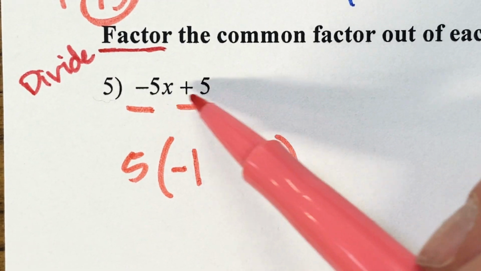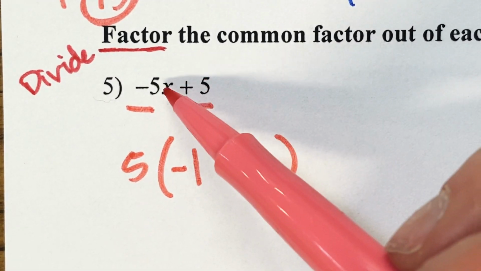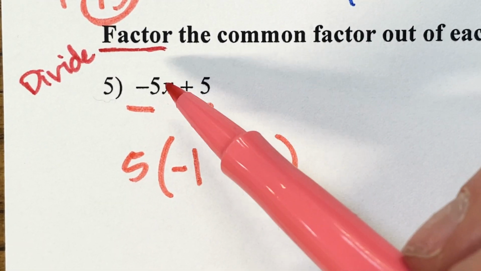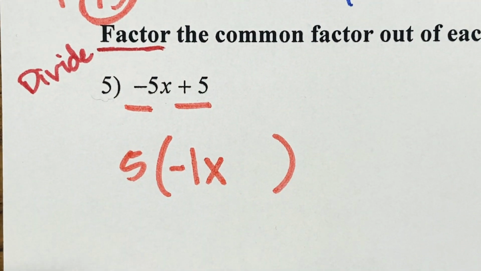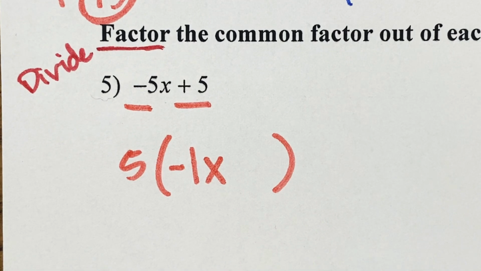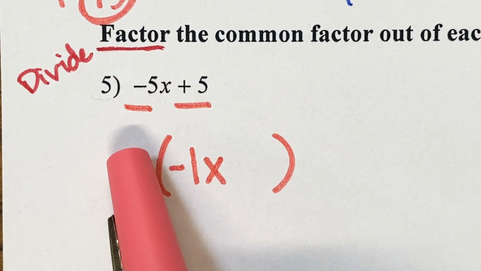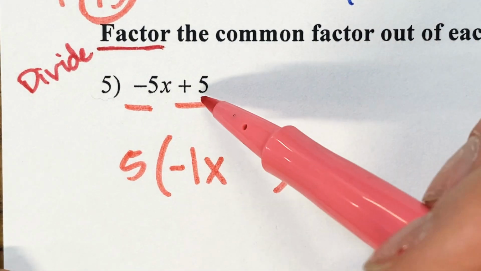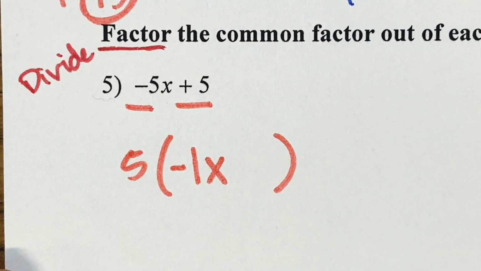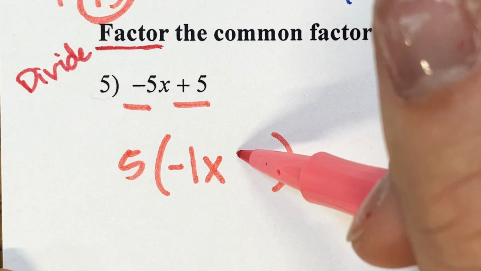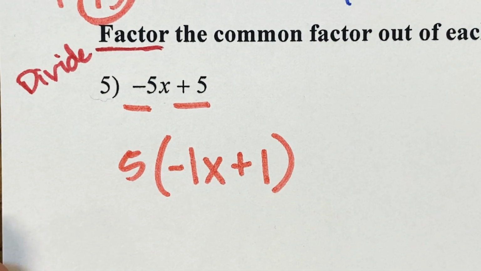Okay, can we factor out an x? Did they both have an x? No. Okay, so we cannot factor out that x. That x is not in common. Okay, so -1x is left over on that guy. Okay, what is left over when 5 is divided by 5? What's 5 divided by 5? That's going to be a +1.